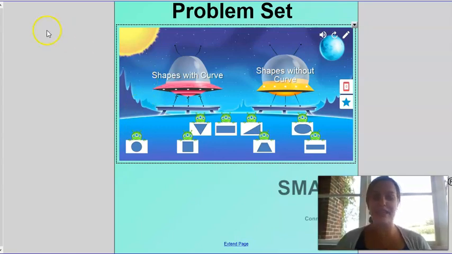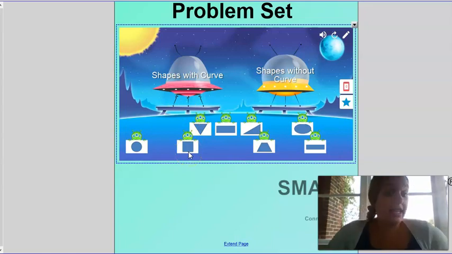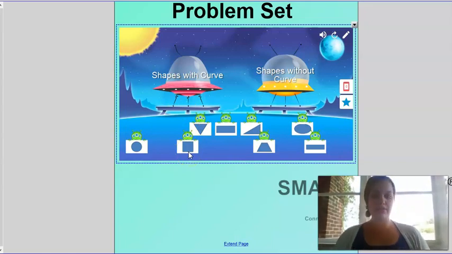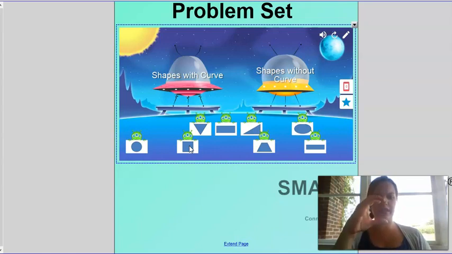Does it have curved lines? Yes. So we would move it up to shapes with a curve. Now for some reason the aliens don't want to move today, so we're going to use our hand signals. So when I point to one with the mouse, we're just going to say yes or no. I'm going to ask you a question, okay? Look at this shape right here. Does it have straight lines or curved lines? Does it have straight lines? Yes, it does. Very good. There's no curve. Okay. So we would move it over to shapes without a curve.